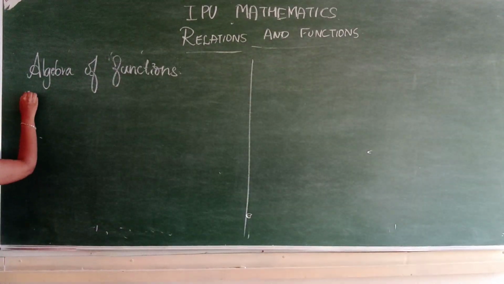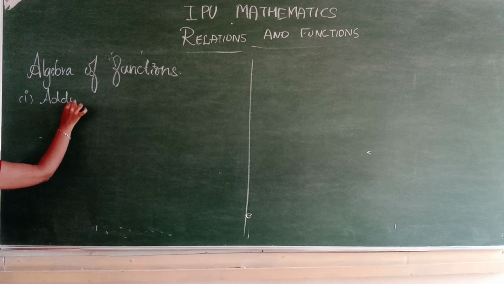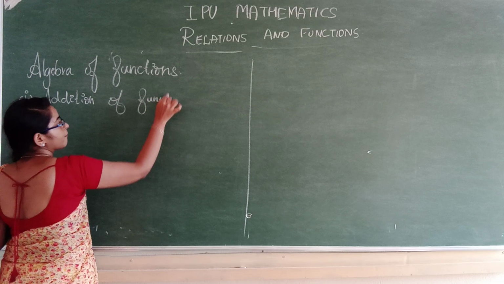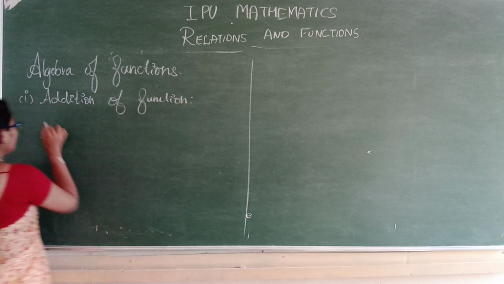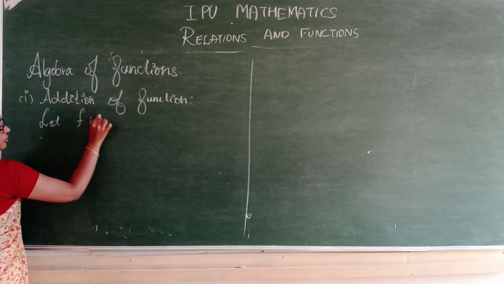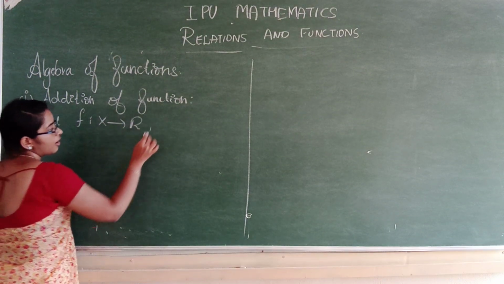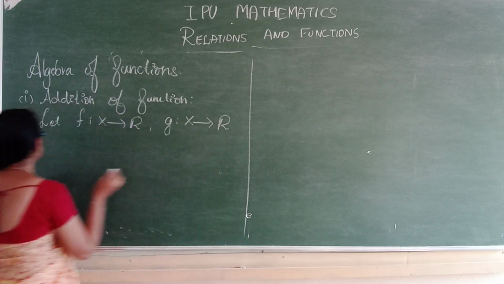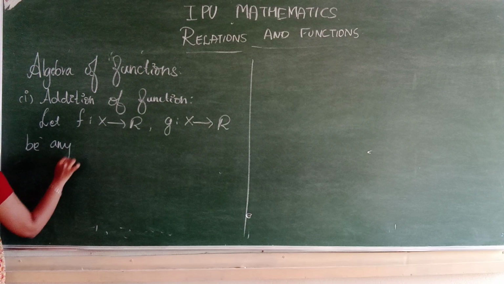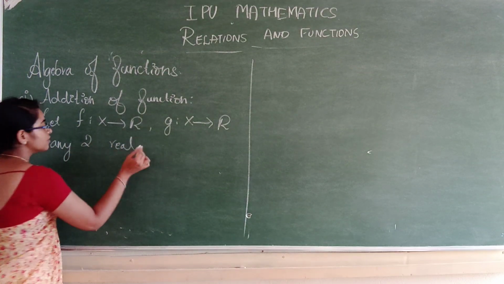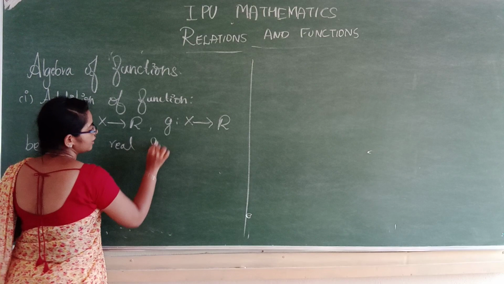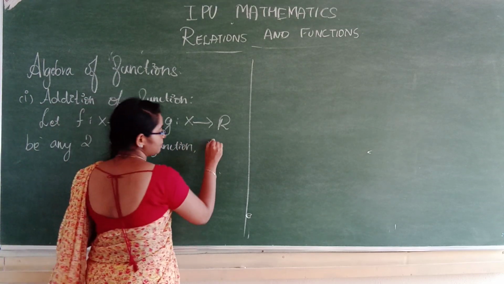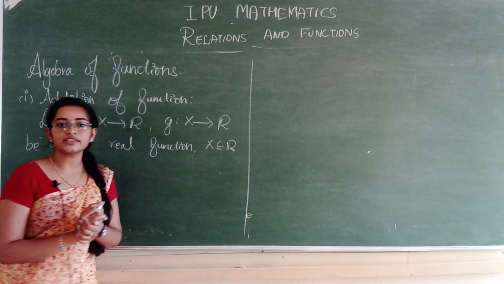So first thing is addition of functions. Let f from X to R and g from X to R be any two real functions. These are any two real functions. What does that mean? X is a subset of R.